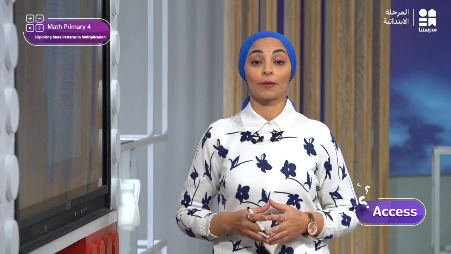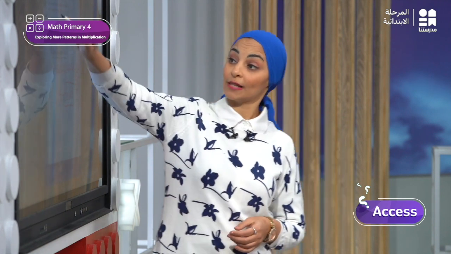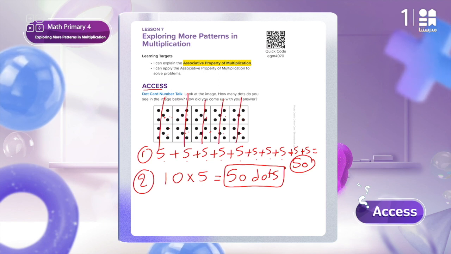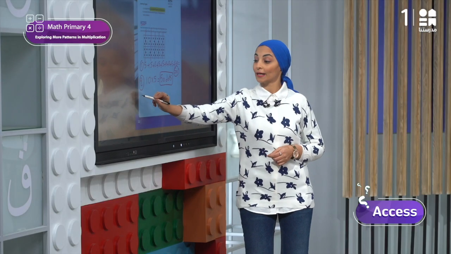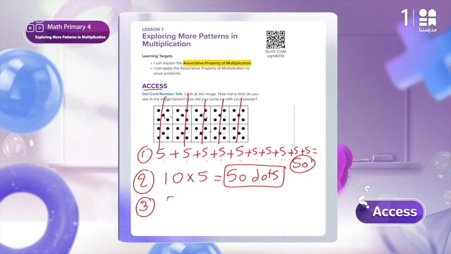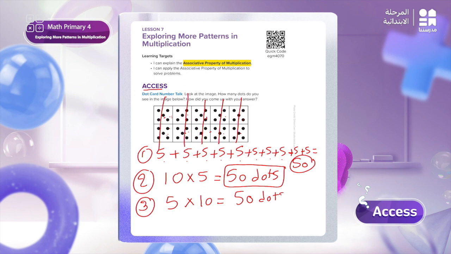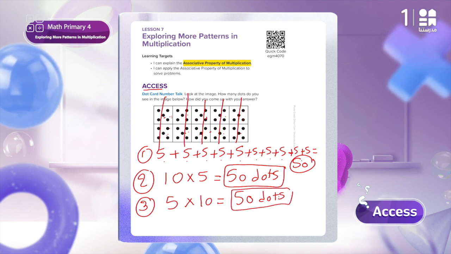I can solve it a third way. Here, how many columns do I have? Let's see. I have 1, 2, 3, 4, 5. Here I have 5 columns. And how many dots? Each column has 10 dots. So I can solve it with a third way, which is 5 columns times 10 dots. 5 times 10 equals what? Also 50 dots. So it gives me the same answer. Okay, so I solved it in 3 different ways.